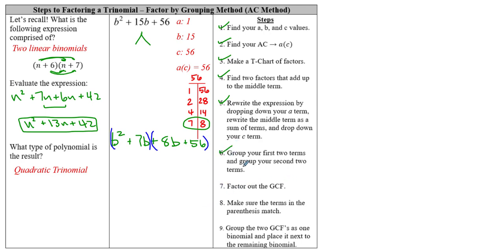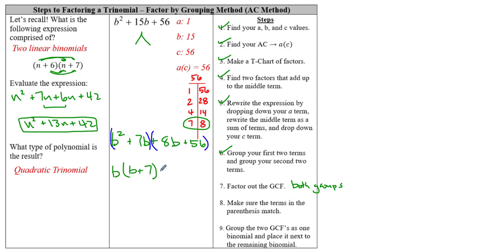Then it wants us to factor out the GCF. This is a skill from 9.1. And we're going to do this for both groups. You might want to write that down here. Both groups. I forgot to put that in. So my GCF of b squared plus 7b, that is going to be just a b. And then I have b plus 7 remaining.